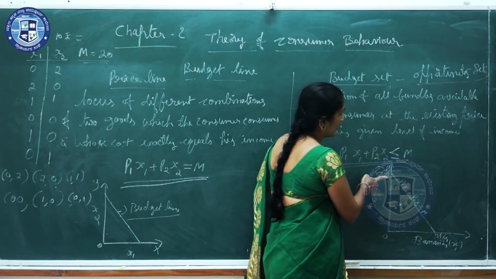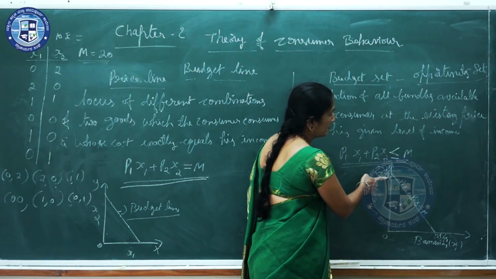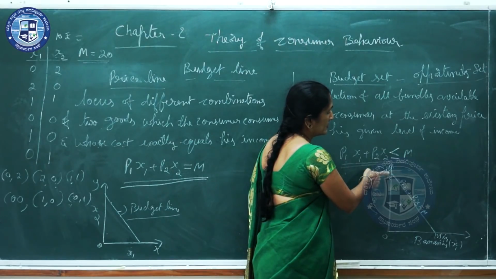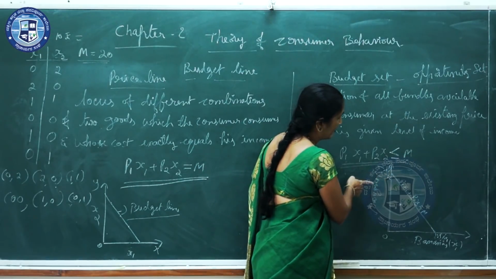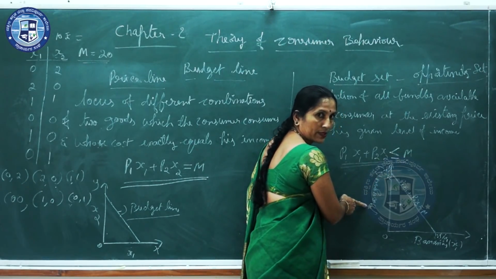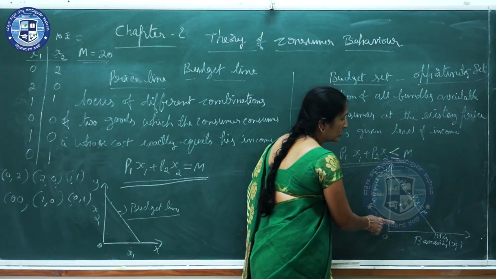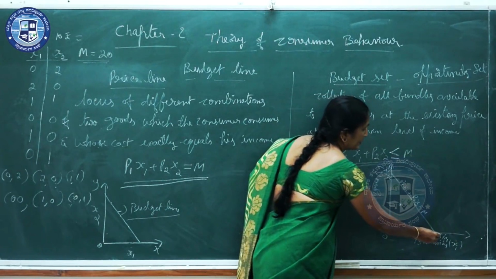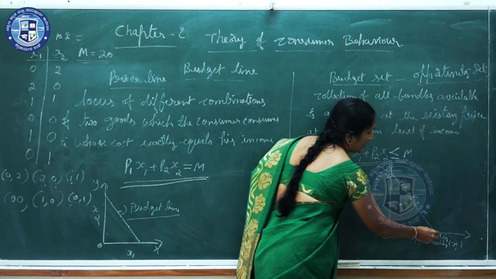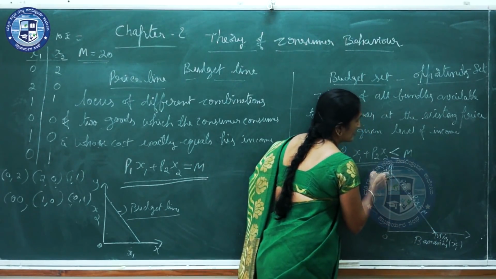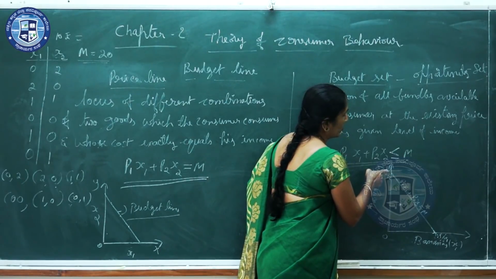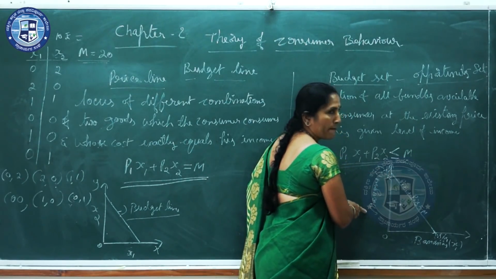The vertical intercept is M divided by P2. Here the consumer spends his whole income to purchase mangoes. He doesn't purchase both commodities. So at this intercept he spends his whole income to purchase bananas, and this vertical intercept shows that he spends his whole income to purchase mangoes.